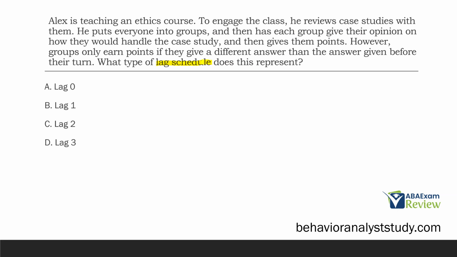So think something like categories, naming fruit. If I say apple, on a lag 0, I could say apple, apple, apple, apple. Keep getting reinforcement. On a lag 1, I would have to say apple, switch it up. So apple, banana, then I could go back to apple. Lag 2, apple, banana, cantaloupe, and then back to whatever I want. So that's how a lag schedule works. So you just have to find out how many different answers before must there be.